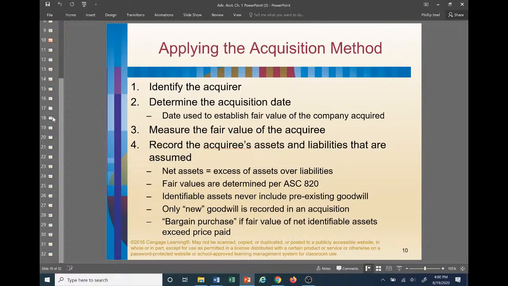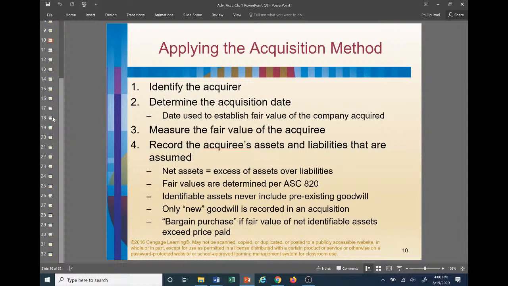And then we want to record the acquiree's assets and liabilities that are assumed. Net assets are going to equal the excess of assets over liabilities. So same thing here: net assets, net equities, same thing, assets over liabilities. Fair values are determined per ASC 820. Once again, that's the Accounting Standards Codification 820. You'll hear a lot about that in this course.